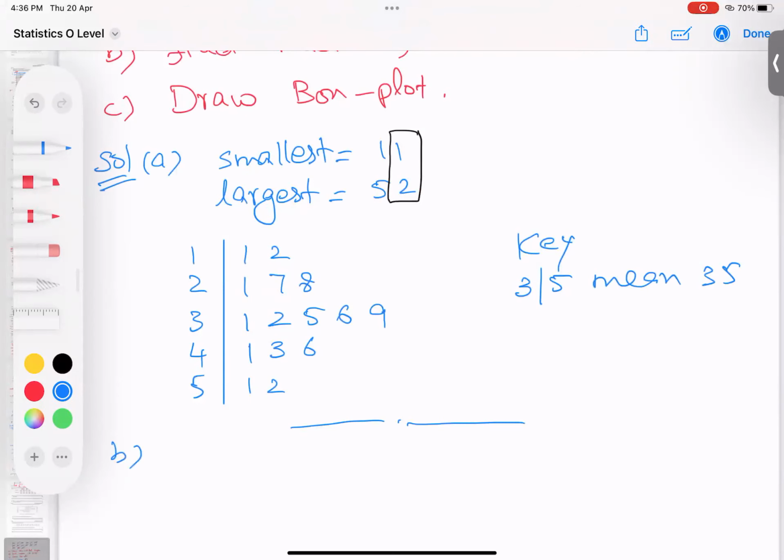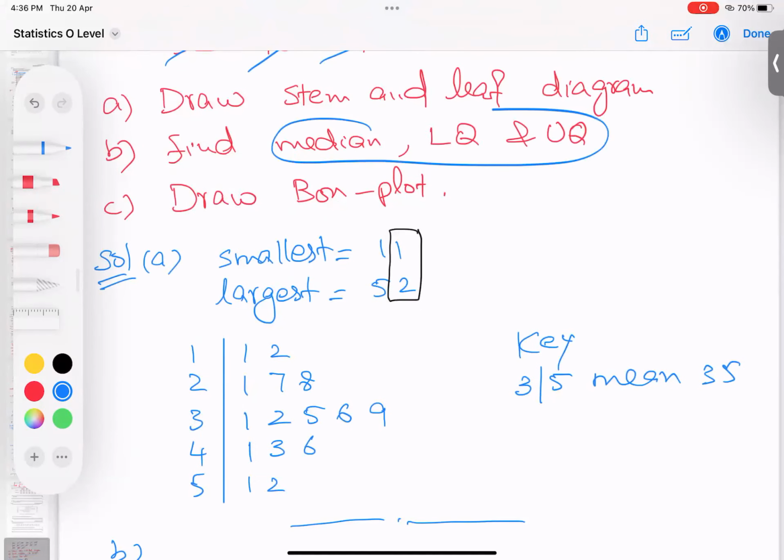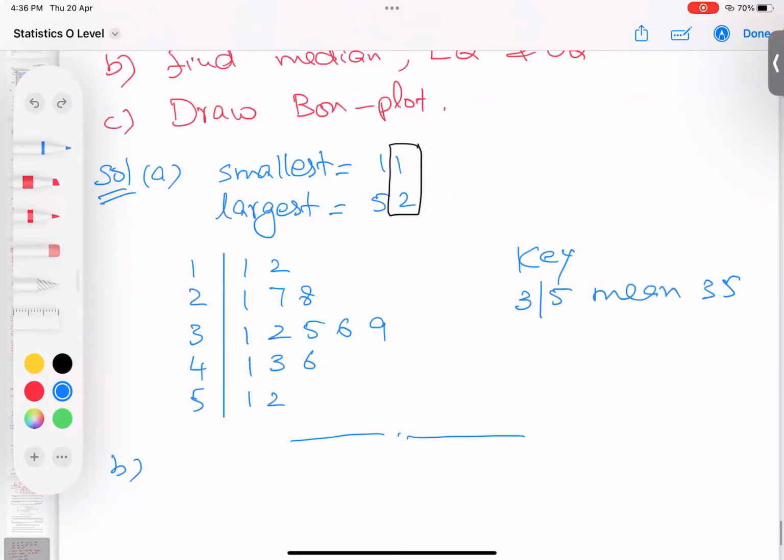Now part B. The examiner is asking for the median, lower and upper quartile, and we have a formula for the median. The formula is very clear. I'm writing n plus 1 divided by 2. For your knowledge, sorry, I missed the values. I have to write the frequencies also. Here 2 frequency, so I'm writing 2. Here 3, here 5, here 3, and here 2.